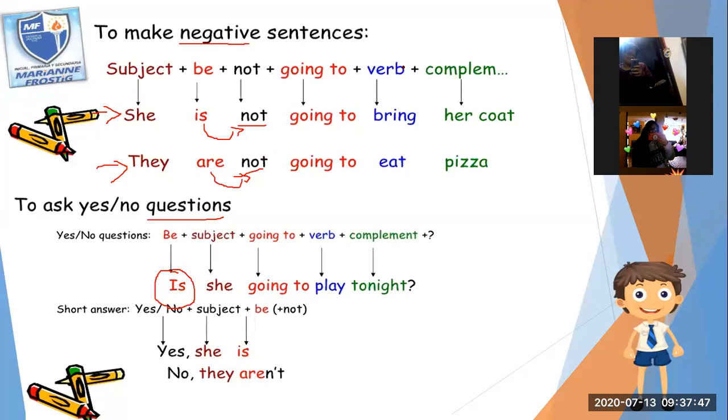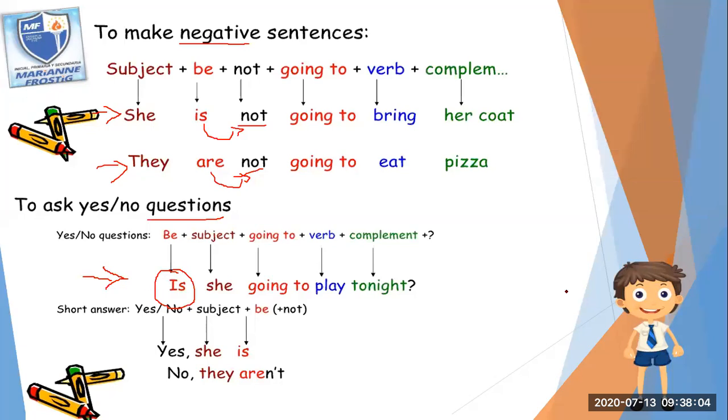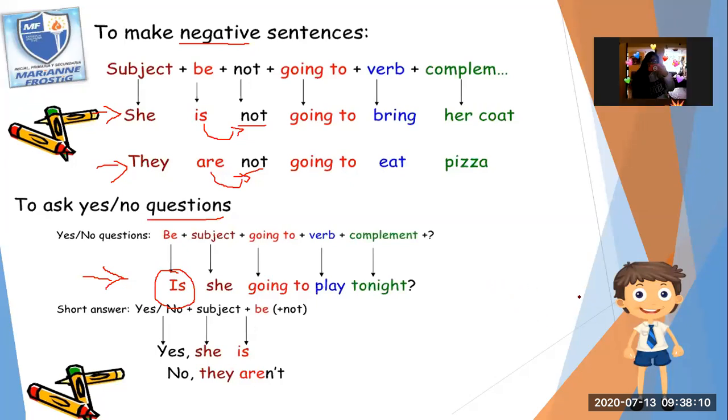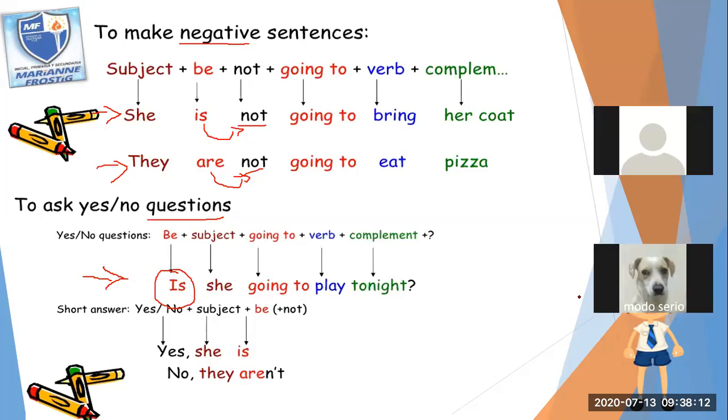So these are negative sentences, huh? Negative sentences. Please, Naomi, help me to read number 3, the question. Is she going to play tonight? Very good. Is she going to play tonight? That's perfect.